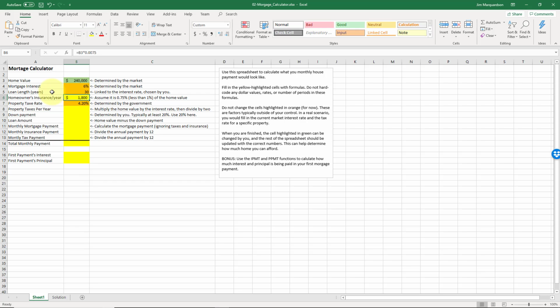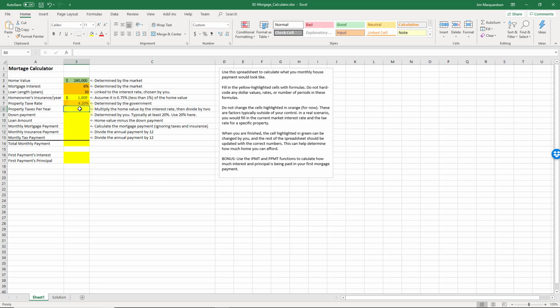Totally depends where you live. If you live in a place where there's lots of natural disasters, if you live on the Gulf Coast of Florida, that might be higher. Could be lower if you live somewhere else. Totally depends, but that's a decent value to use doing this calculation.